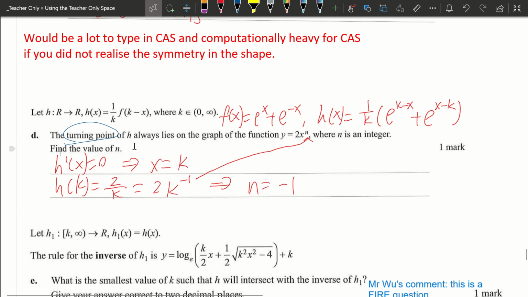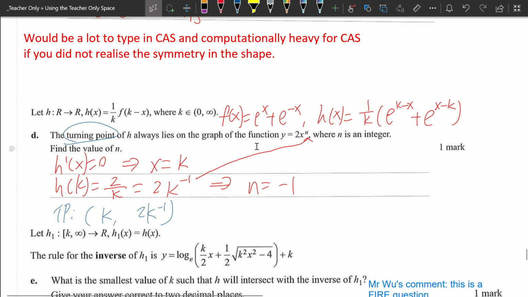Right, so turning points always happen when x equals k. But if you sub k back into the function, the y value is 2k to the power negative 1. So turning points are always like this: k, 2k^-1. That's the turning point coordinate. It's always going to be k when x equals k, there's a turning point, and the y value is 2k to the power negative 1, always, because that's what we get when we substitute k into h.